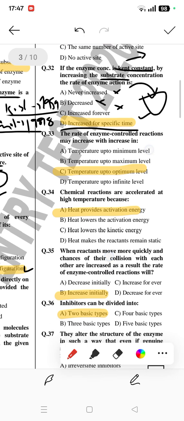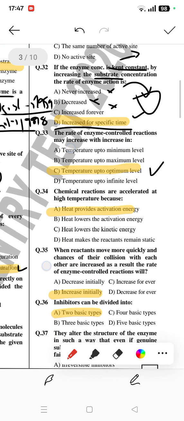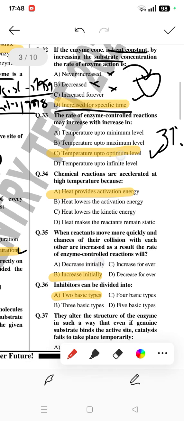The rate of an enzyme-controlled reaction may increase with temperature up to the optimum level, and that's required even for the human body. Our body works at 37 Celsius, which is very important. Below or above that, our body does not work well, so enzymes are very particular to pH, temperature, everything.